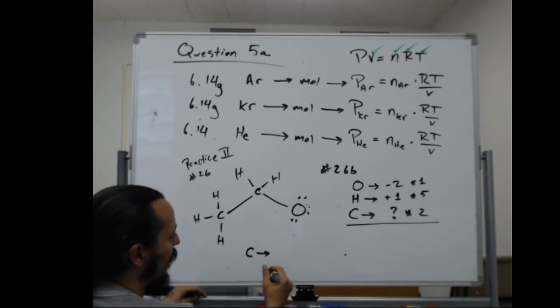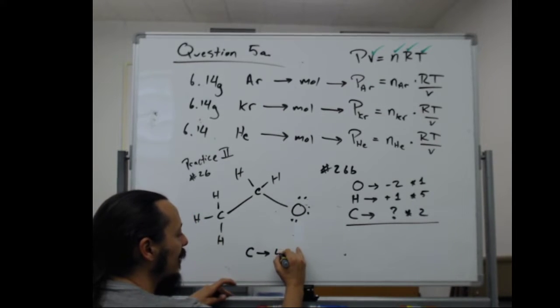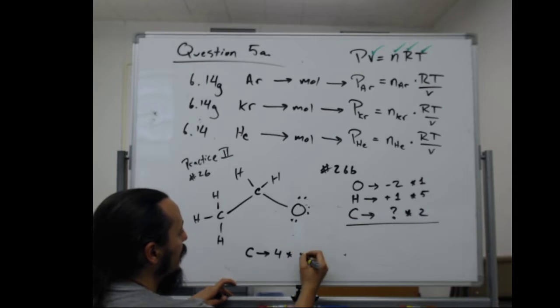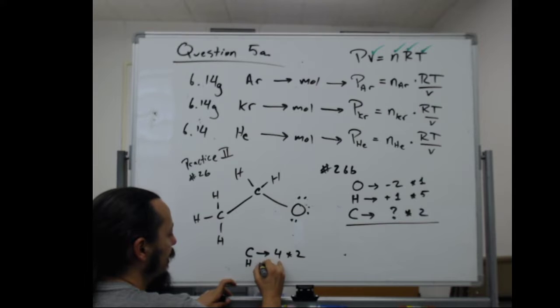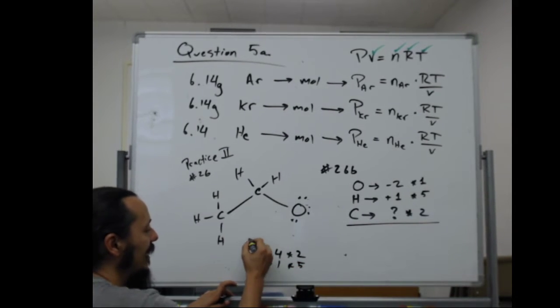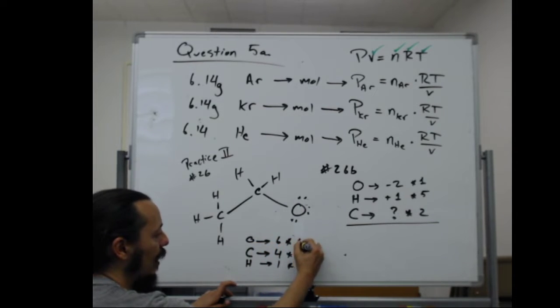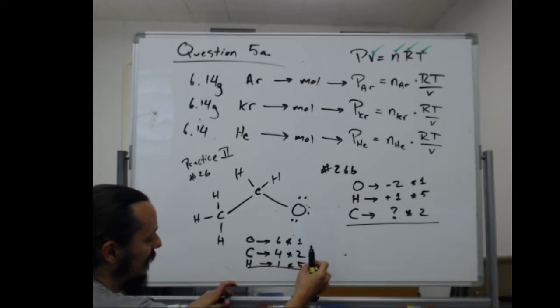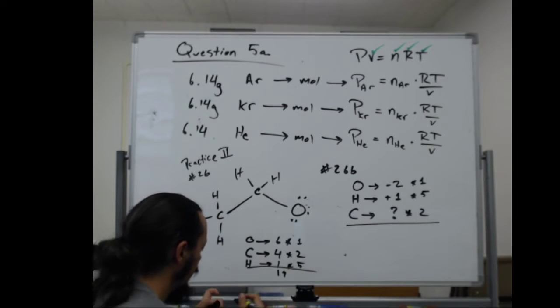So now instead of thinking about the charges that each atom is likely to have, I'm thinking about the valence electrons that it brings. I've got 4 electrons from each carbon, and I've got 2 carbons. I've got 1 electron from each hydrogen, and I've got 5 hydrogens. And I've got 6 electrons from each oxygen, and I've got 1 oxygen. So that's going to give me 14 plus 9, 19 electrons.